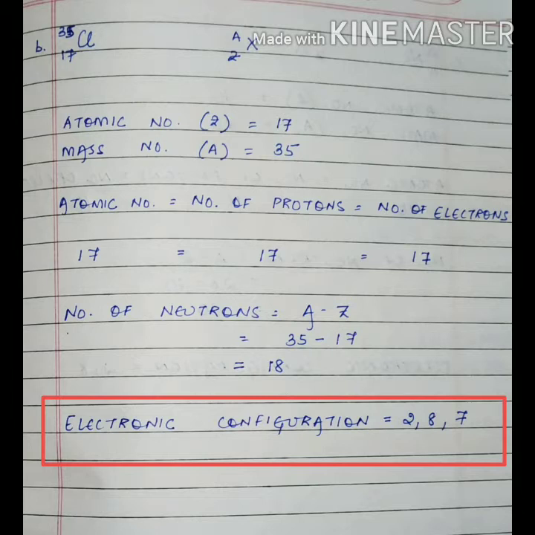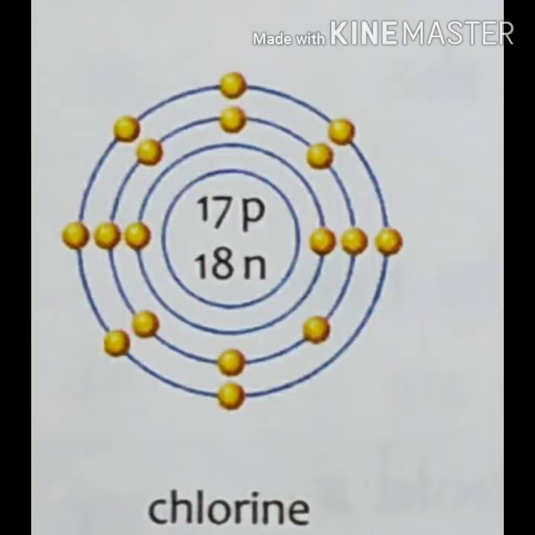I've already told you, without filling the first orbit, I cannot jump to the second orbit, and without filling the second orbit, I cannot jump to the third orbit. So I fill in the first orbit with 2 electrons, fill in the second orbit with 8 electrons, and the remaining 7 electrons will be in the third orbit. Then we draw the orbit structure diagram based on the electronic configuration.